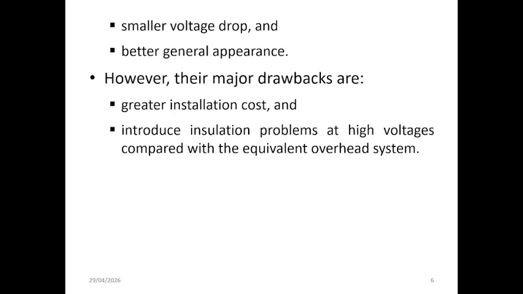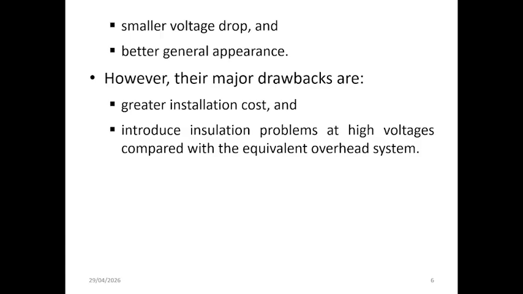Okay, this slide continues the comparison between underground cable and overhead transmission systems by highlighting additional advantages and key limitations. Underground cables offer a smaller voltage drop due to their lower inductive reactance, which can improve voltage regulation along the line. They also provide a much better general appearance, making them especially suitable for urban areas where visual impact is an important consideration. However, these benefits come with notable drawbacks.